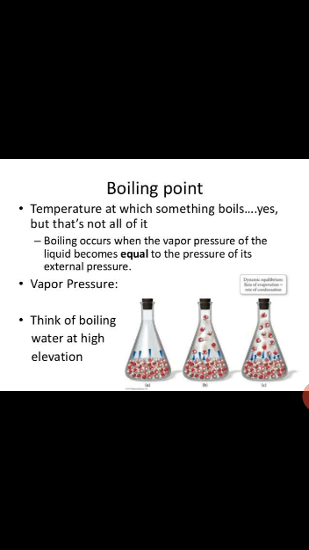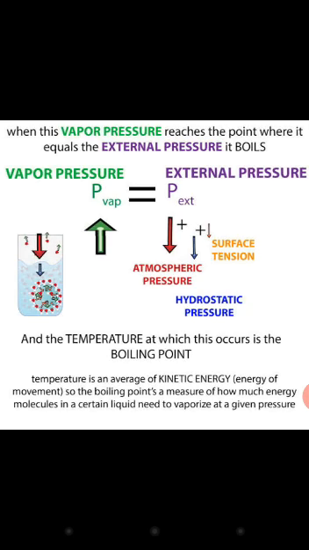Different liquids have different boiling points. Every liquid has its specific boiling point. In this picture, you can see that the vapor pressure is equal to the external pressure. Then boiling occurs. The temperature at which this equality occurs is called the boiling point. Temperature is the average kinetic energy.